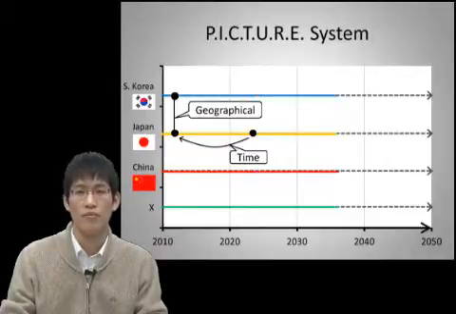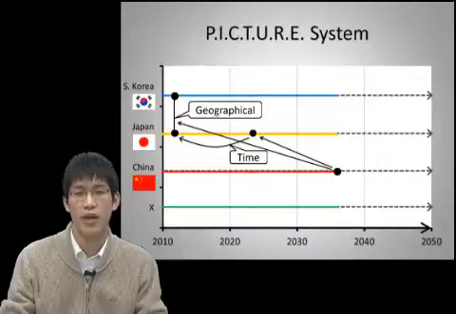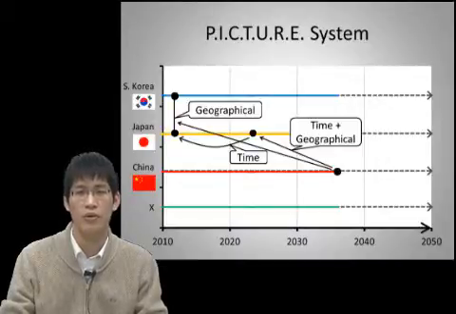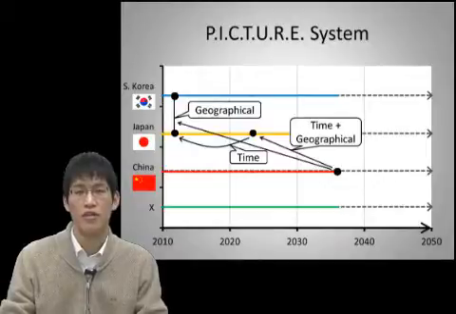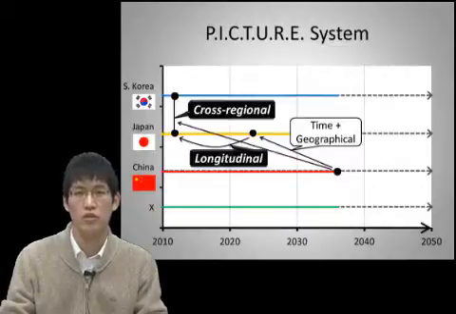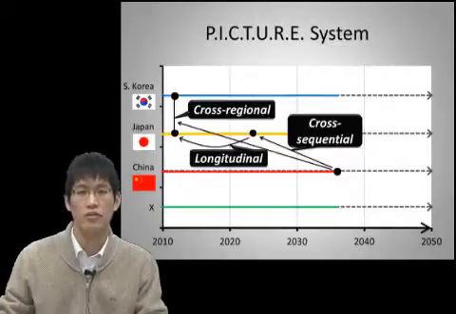Moreover, people in China can see the past situations of Japan or the relationship between Korea and Japan beyond time and geographical limits. In short, the Picture system enables three types of approach: cross-regional, longitudinal, and cross-sequential.